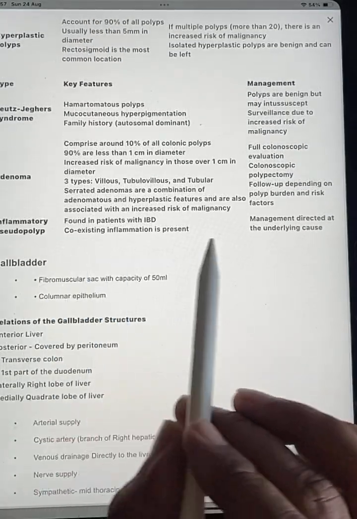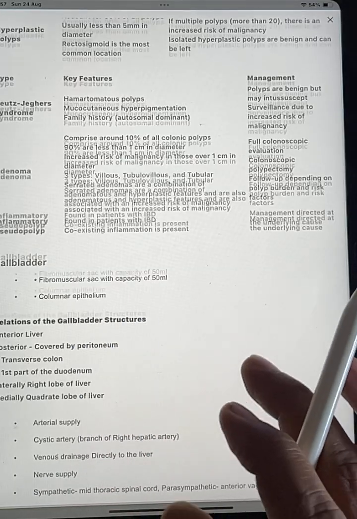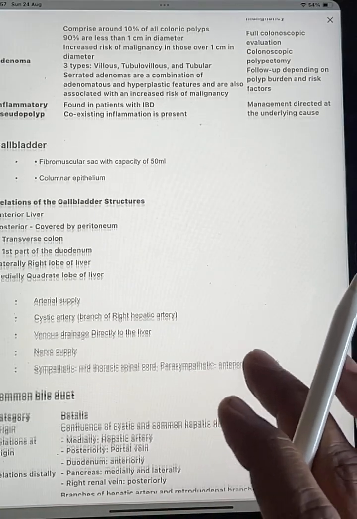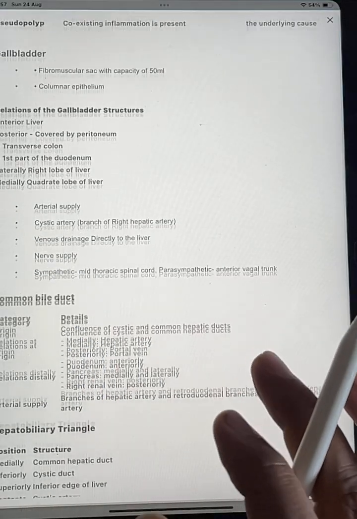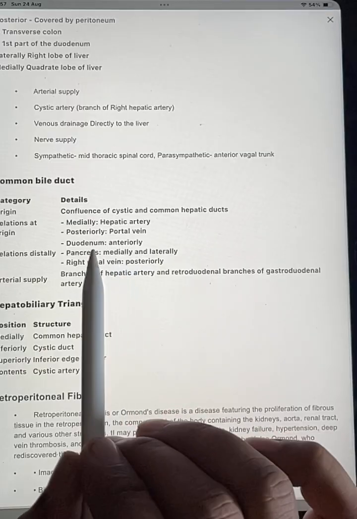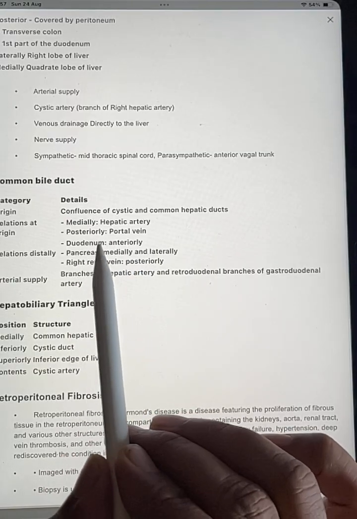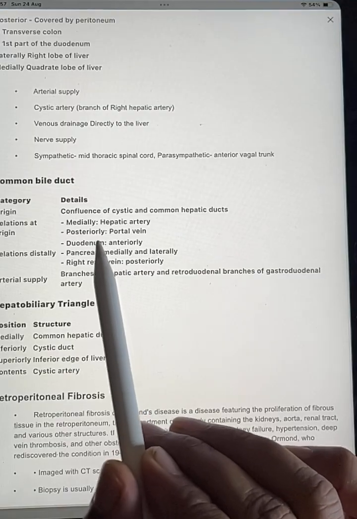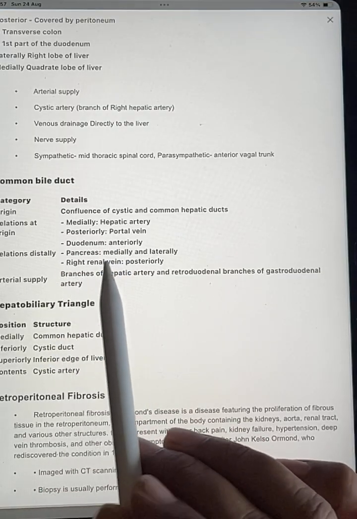Inflammatory pseudopolyps. Gallbladder, a fibromuscular sac, relations: anterior, posterior, transverse colon, medial quadrate lobe. Arterial supply is the cystic artery, venous drainage, common bile duct confluence, relations to the origin. Medially is the hepatic artery, posteriorly is the portal vein. Common bile duct: posteriorly there is the portal vein, medially the hepatic artery, and the duodenum is anterior.